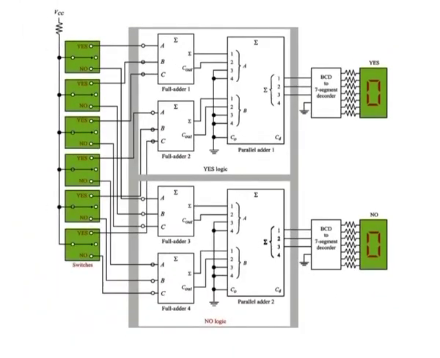The resistors from the input of each full adder to ground assure that each input is low when the switch is in the neutral position. When a switch is moved to the yes or the no position, a high level is applied to the associated full adder input.